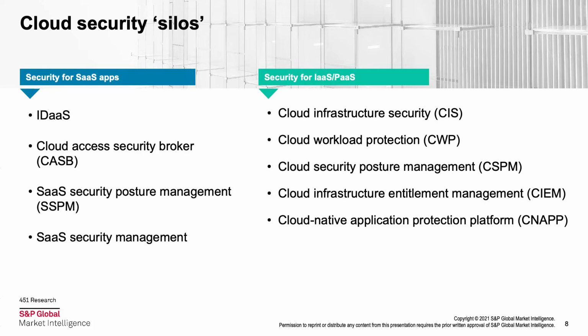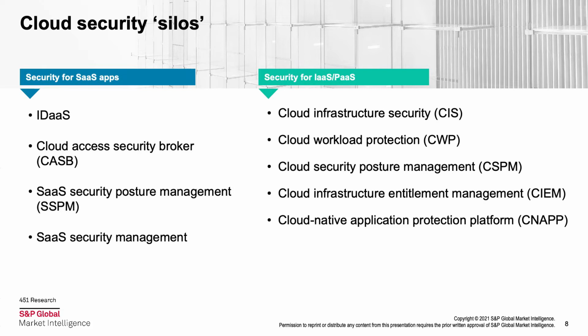There's a new category these days called CIEM, Cloud Infrastructure Entitlement Management. And that deals with things like managing permissions and access rights within public cloud environments. And what we typically find is a lot of cloud services will over-permission access rights and entitlements to the extent that a lot of them are unnecessary, but they represent certainly an attack vector.